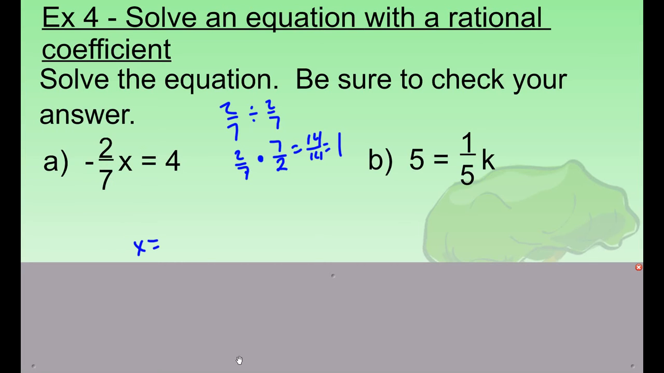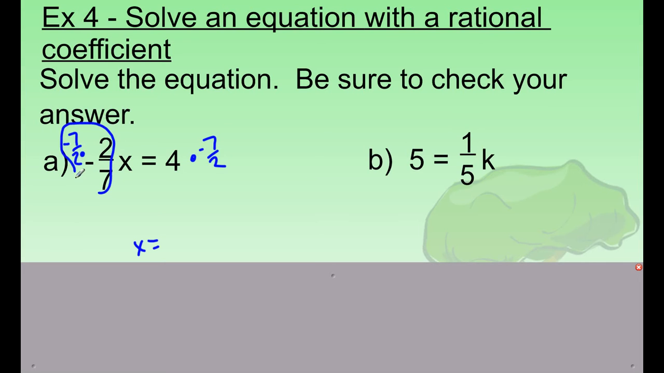So if I multiply both sides by the reciprocal, my fraction cancels. So if I multiply by negative 7/2, this whole thing here reduces down to 1. Again, 7 times 2 is 14. 2 times 7 is 14. 14/14 equals 1x.